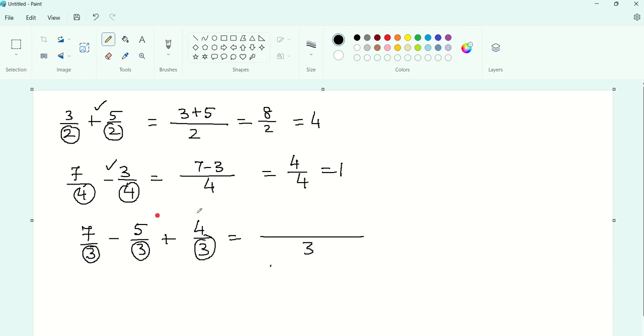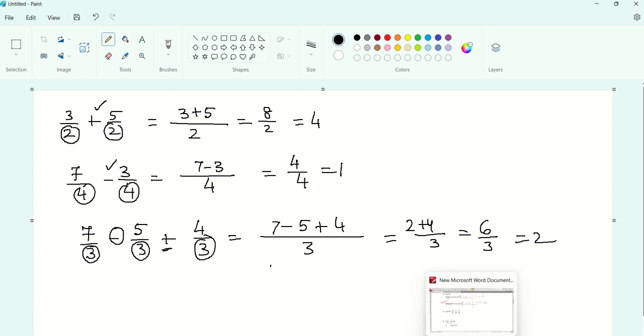And then what you need to do? 7, then this symbol minus, then 5, and then this symbol plus 4. Now simplify these numbers. 7 minus 5 is 2, plus 4, divided by 3. 7 minus 5 is 2, 2 plus 4 is 6, 6 divided by 3, answer is 2. So same type of questions you can do.